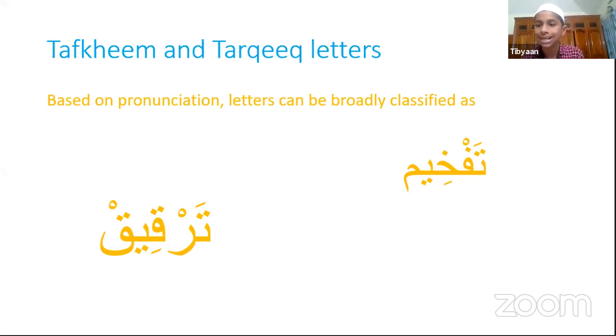What does origin mean? Where it comes from. We learned some letters come from the throat, some letters come from the tongue, some letters come from the lips. These classifications are based on origin. So today we are going to learn a classification based on pronunciation. This is very normal, these are very easy ones. There are only two: Tafkheem and Tarqeeq.